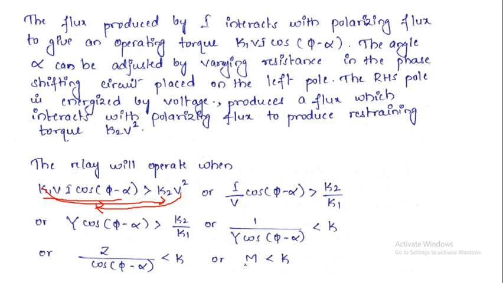Or M is less than K, some constant value K. So that entire Z upon cos of phi minus alpha, I have taken as M, a constant. M less than the constant K. Okay, so M is less than K. So like this, the operating condition: the relay is going to operate as and when M is less than K.